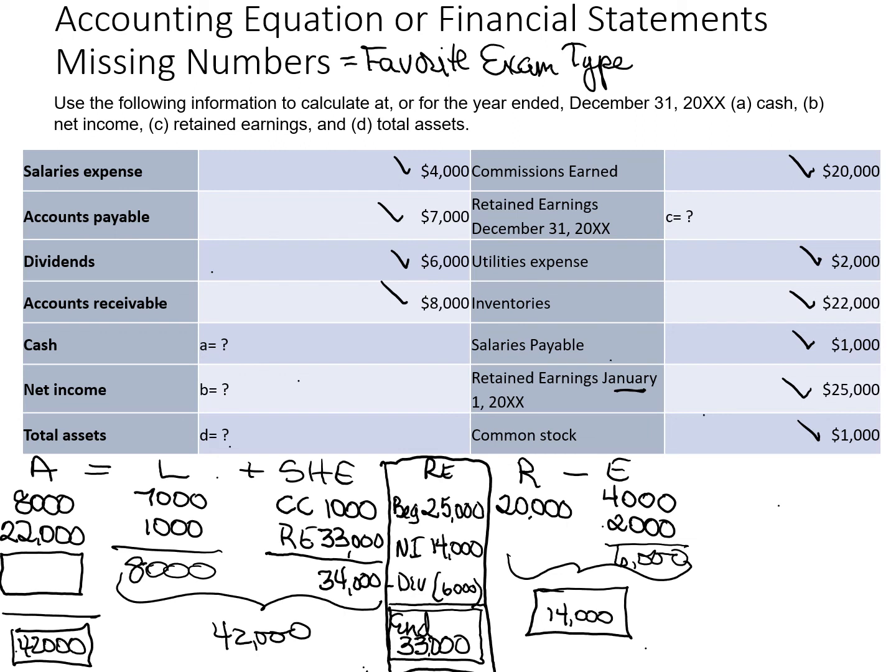Well, 8,000 plus 22 is only 30,000. So the cash must be 12,000. So to recap, cash 12,000, net income 14,000, total assets 42,000, and ending retained earnings 33,000. So wasn't that fun? I like these problems.